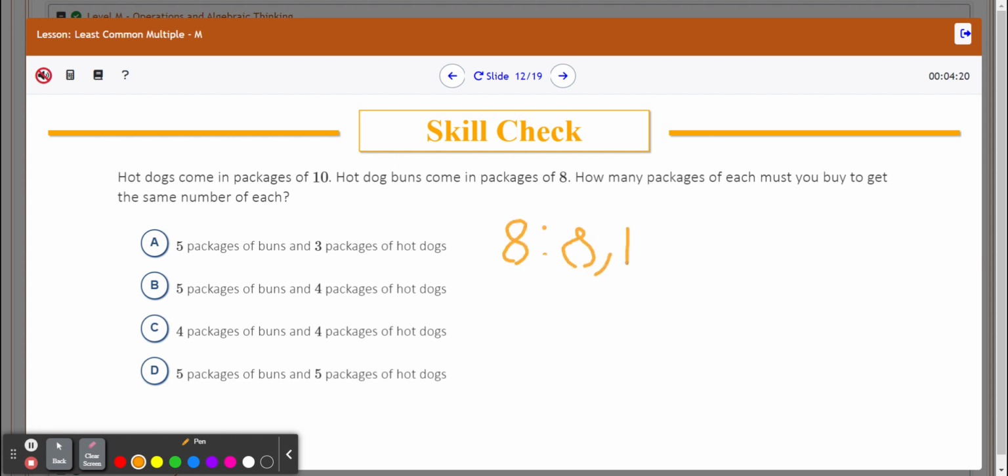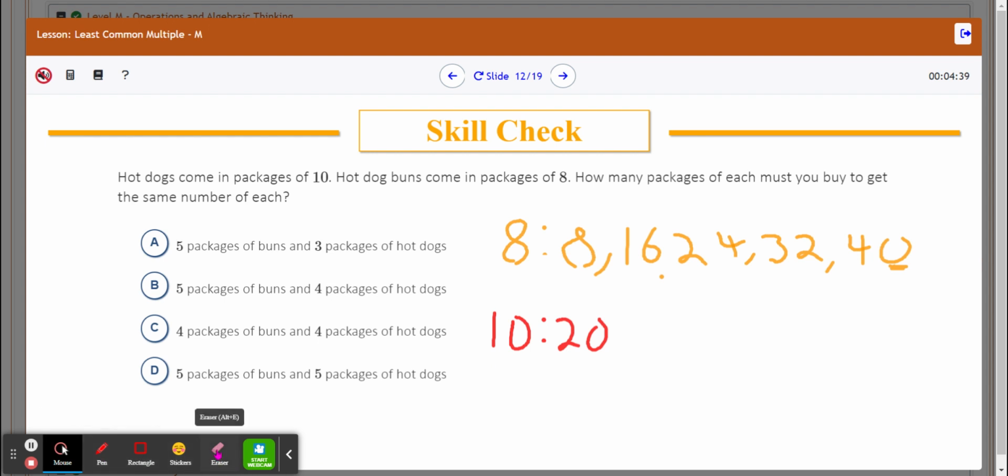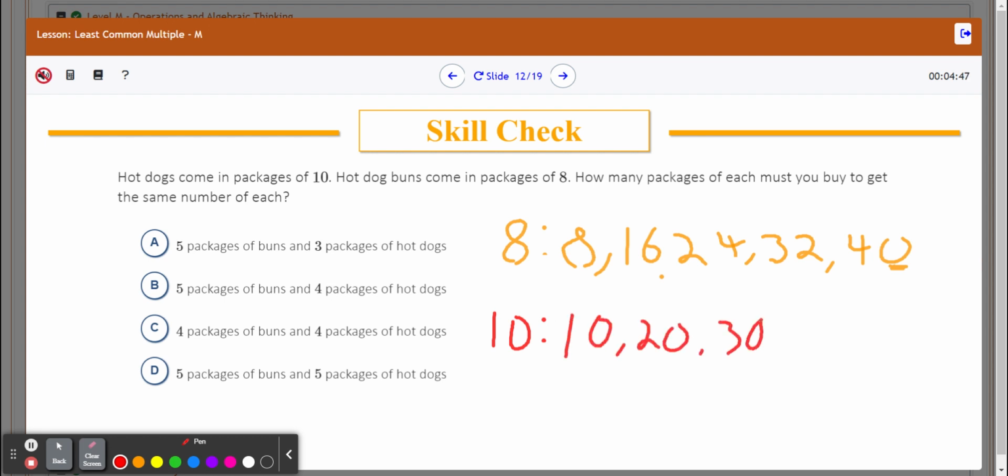8, 16, 24, 32, 40. I'm going to stop there because I can tell with that 0 that 40 is going to be a multiple of 10 also. So just to double check, 10, then 20, then 30, then 40.